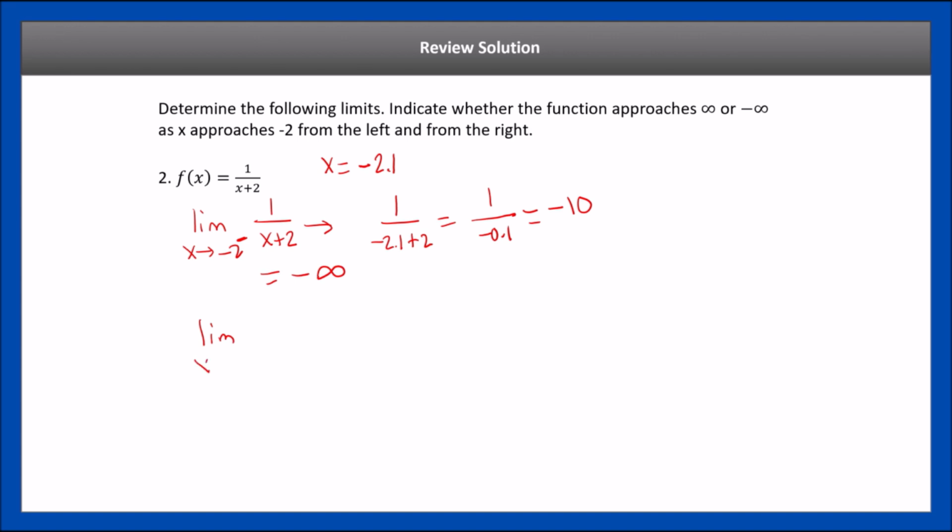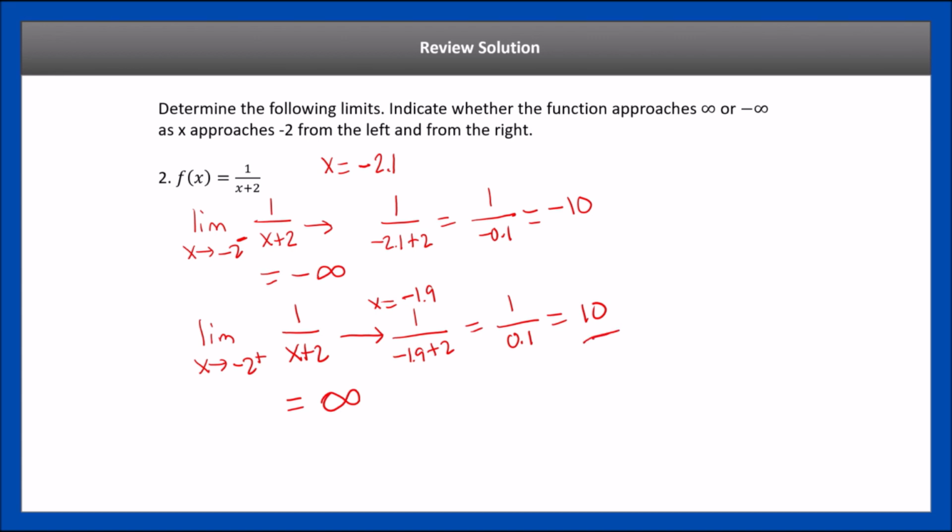The limit as x approaches negative 2 from the right side. So again, if we plug in, for example, x is equal to a number just to the right of negative 2, such as negative 1.9. Remember, negative 1.9 is just to the right of negative 2 on the number line. Then we get 1 over negative 1.9 plus 2, which is 1 over 0.1, which is 10. So we get positive 10 this time. We get a positive number, and therefore we get positive infinity.